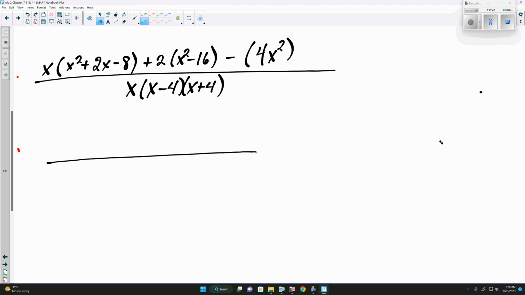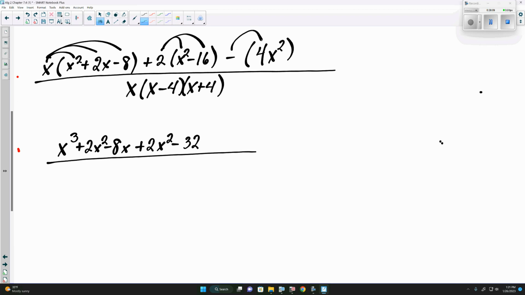So for the first one, we're going to need to distribute the x across all three. x times x squared is x cubed. x times 2x is plus 2x squared. x times negative 8 is negative 8x. Positive 2 times x squared is plus 2x squared. Positive 2 times negative 16 is negative 32. And lastly, the negative times 4x squared is negative 4x squared. Over x times x minus 4 times x plus 4.